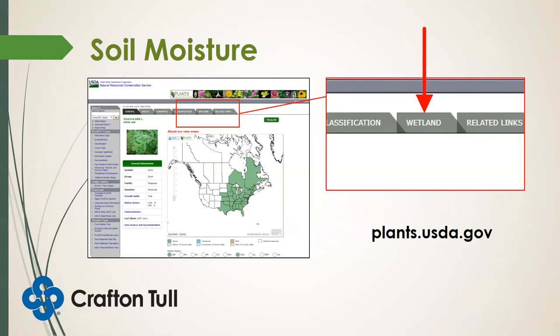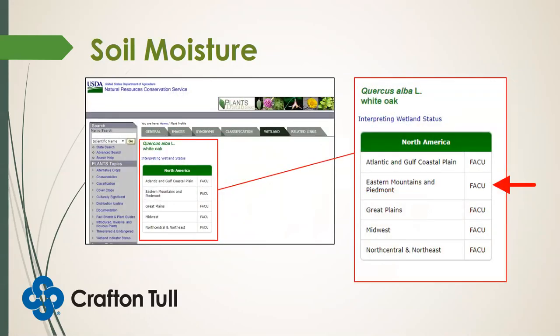And you'll see here in the red box, if you click on the wetland tab, it will then bring you to this, which will list the wetland indicator status for that species in each of the regions that the Corps has divided North America into. Here in Arkansas, this part of Arkansas, the Ozarks, we're in the Eastern Mountains and Piedmont. Southern and Eastern Arkansas are in the Atlantic and Gulf Coastal Plain. And if you're listening from a different part of the country, you'll need to look up what region your part of the country is located within.